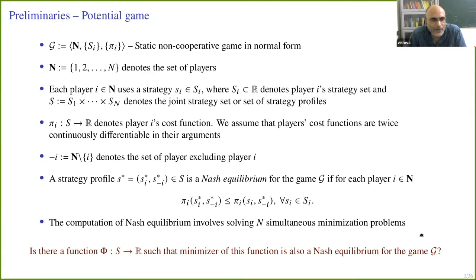So we ask the following question, and researchers in game theory have asked it for a long time: is there a function phi such that the minimizer of this function is also a Nash equilibrium for the game? In the sense, can I solve a Nash equilibrium problem, because this is a fixed point problem? Is it possible to obtain the Nash equilibrium through an optimization problem? That's the question we are after.